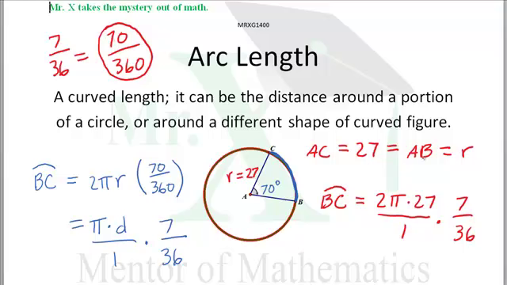We could clean this up a little bit. Let's see. 9 goes into there 3 times, 9 goes into there 4 times. And 2 goes into 4 twice. So what we're left with is 21 pi over 2, or 10.5 pi would be our arc length.